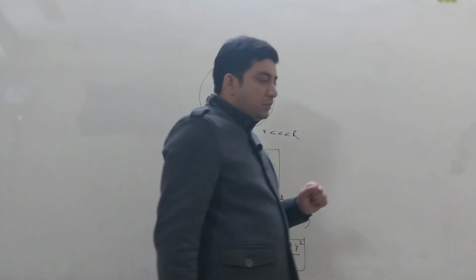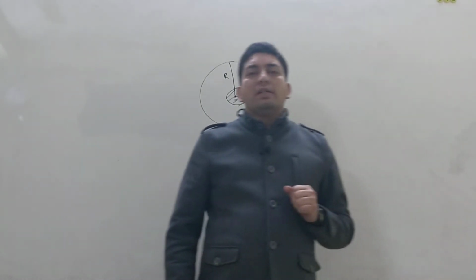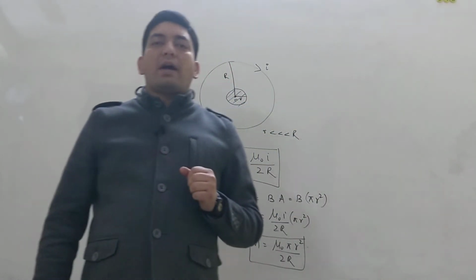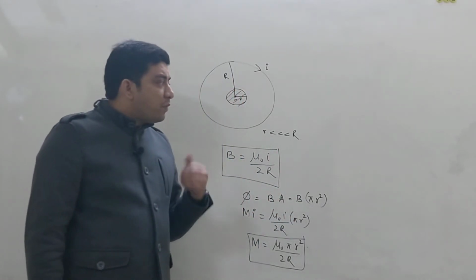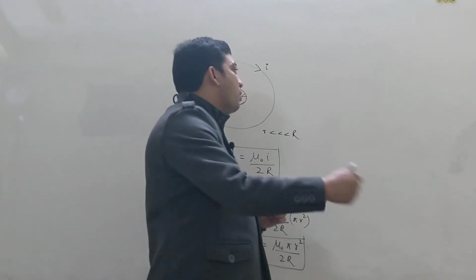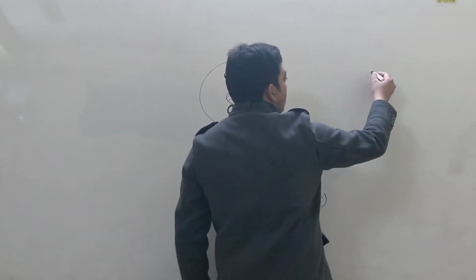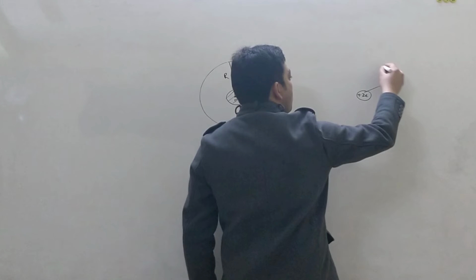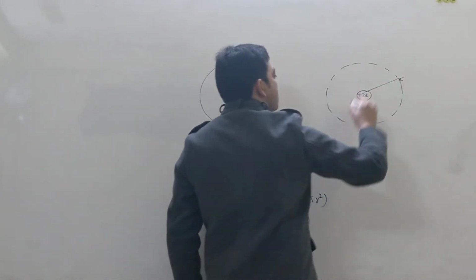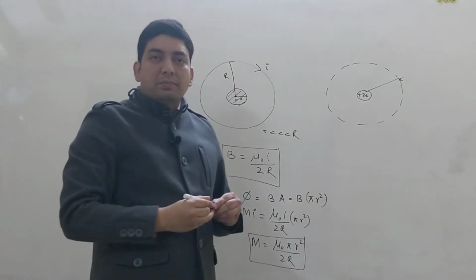Now the next question which we have received over the mail is, what do you understand by Bohr magneton? Bohr magneton is actually defined as the minimum magnetic moment of electron in the first orbit of hydrogen-like atom.